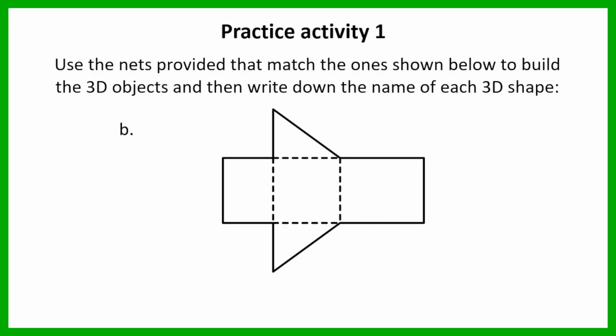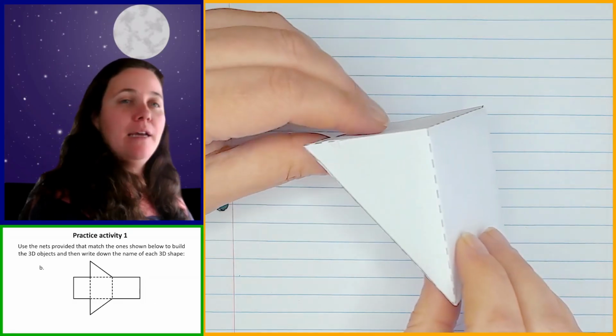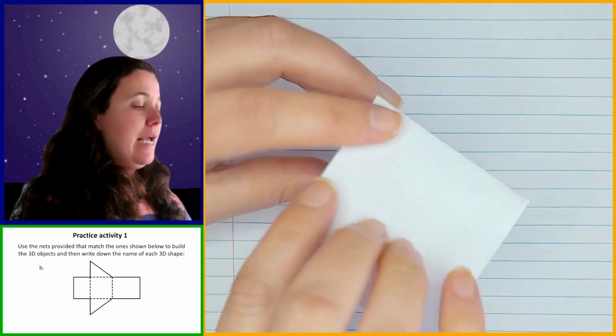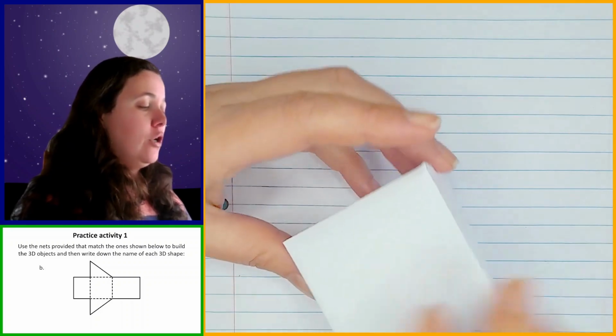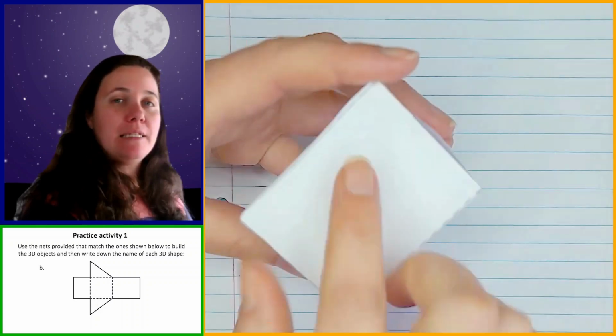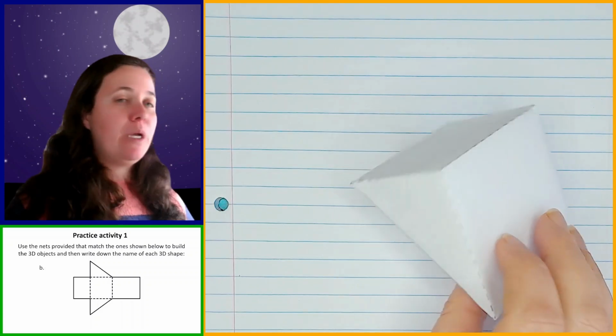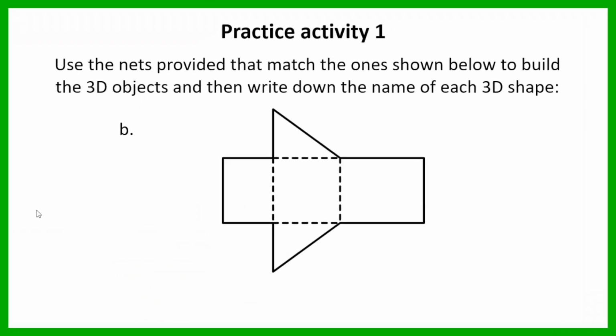Okay, so let's have a look at what you should have ended up with for this one. You should have ended up with something that looks like this. I've got a triangle on this end and the exact same triangle on the other end as well. Then I've got rectangles that go around for the lateral faces of this prism. This is what we call a triangular prism. So you should have found that the name for this prism is a triangular prism.